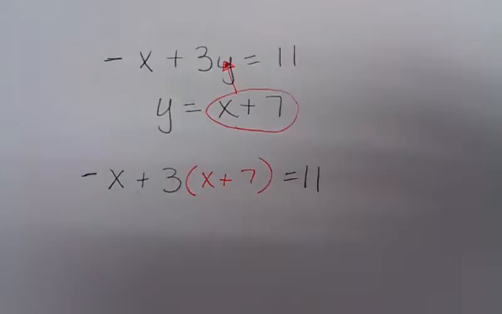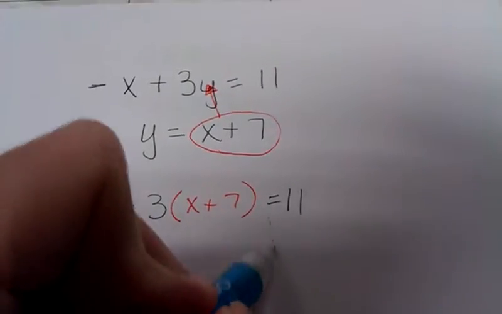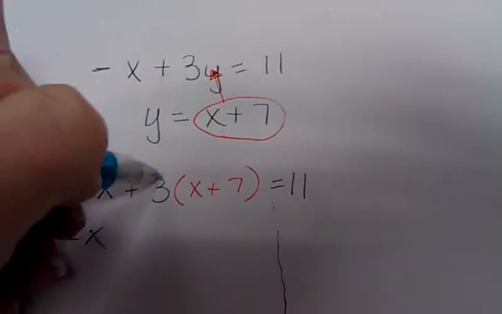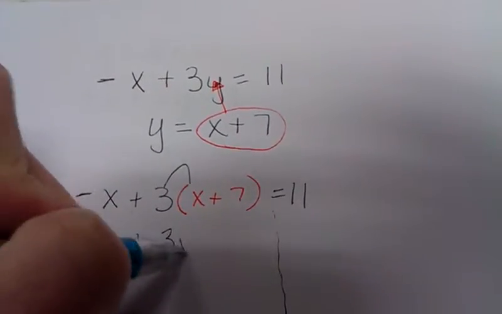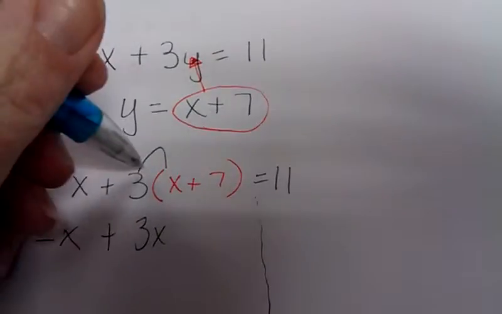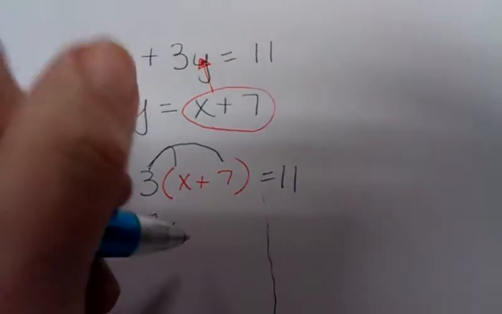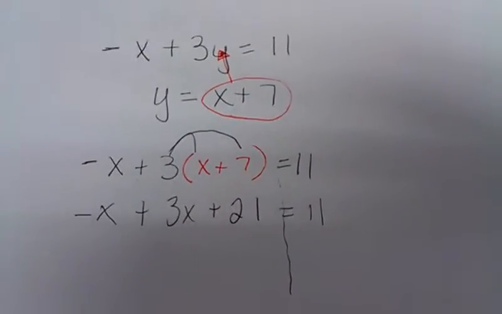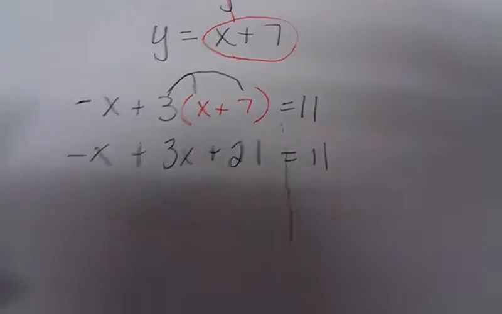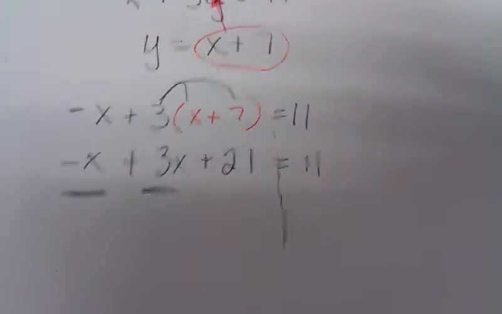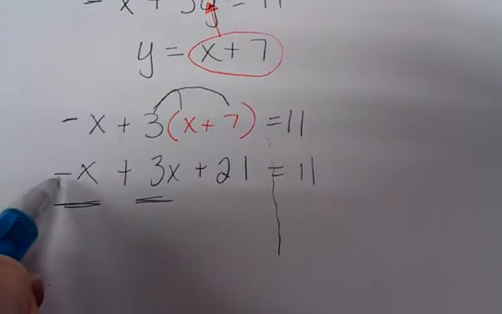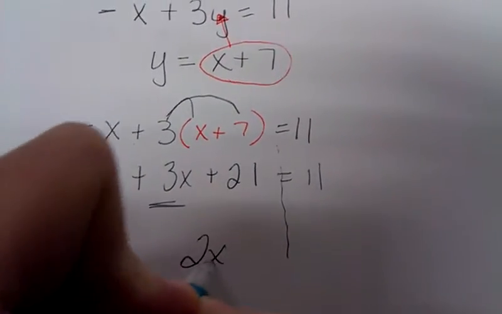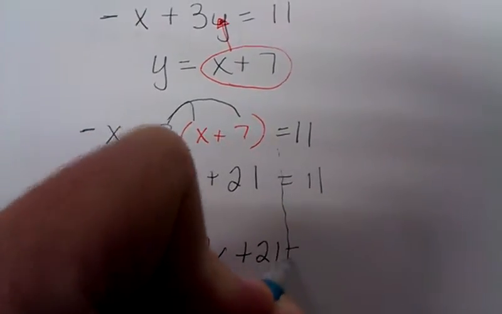From here we have to do what I call hippity-hoppity distributive property. It's just like solving equations. I have negative x, and then I have 3 times x, 3x. There's my hippity. My hoppity, right here, 3 times 7 plus 21 equals 11. Now we're solving our equations like normal. We combine like terms because they are on the same side of the equal sign. 3, this is the same as a 1 minus 1. 3 minus 1 is 2x plus 21, and that equals 11.